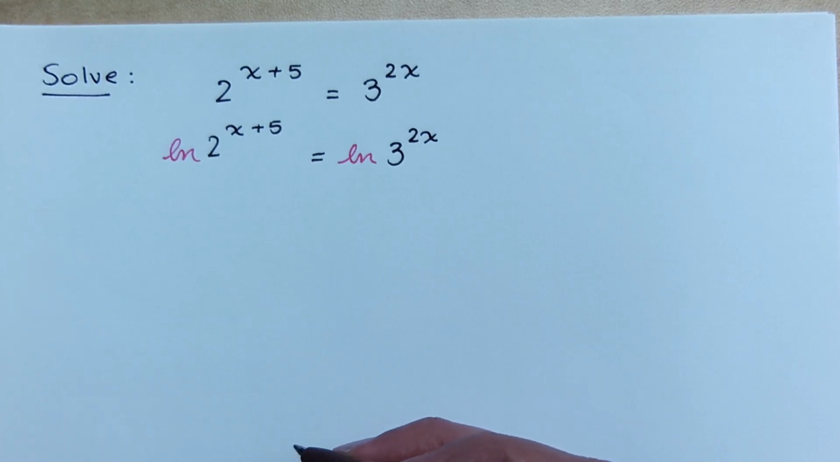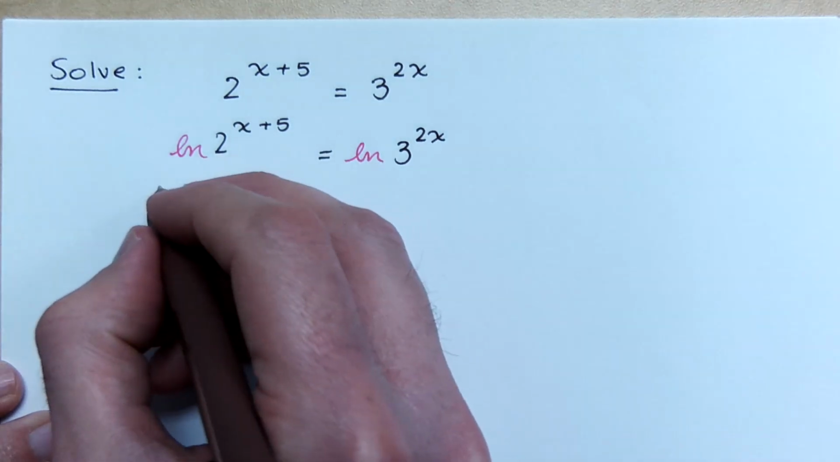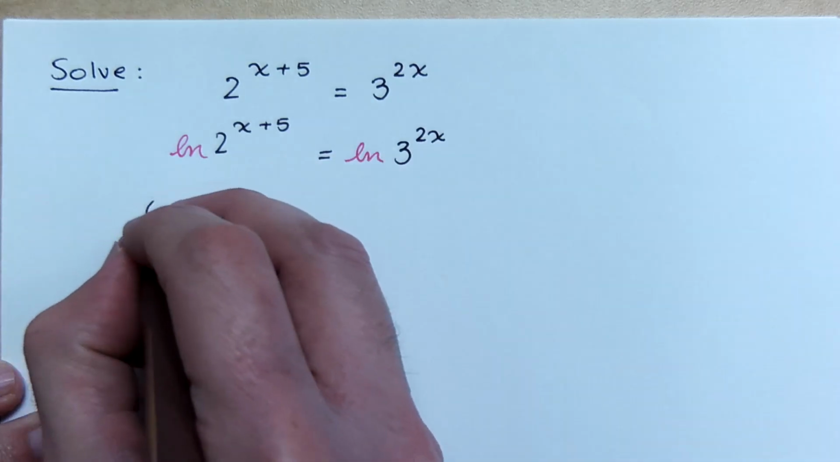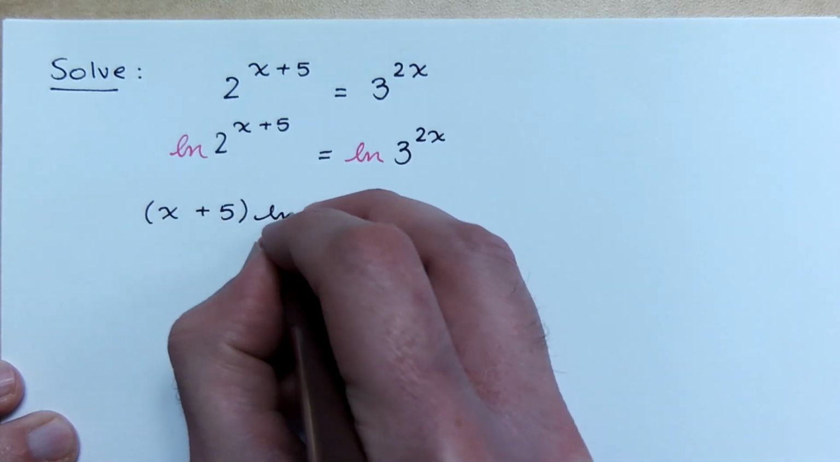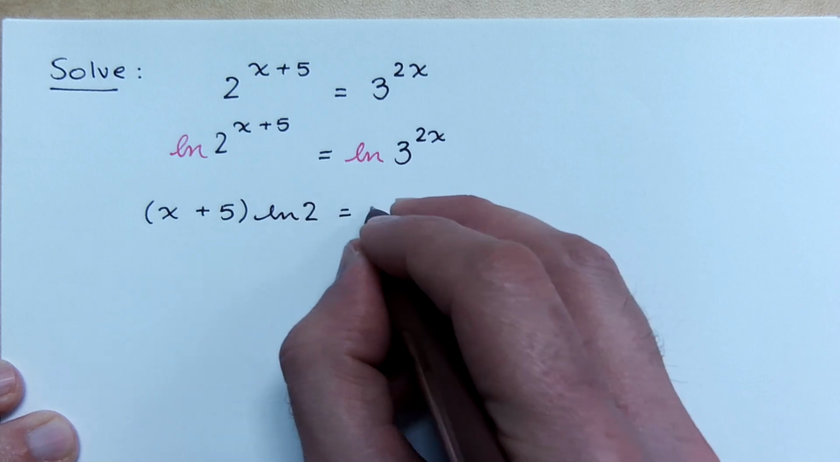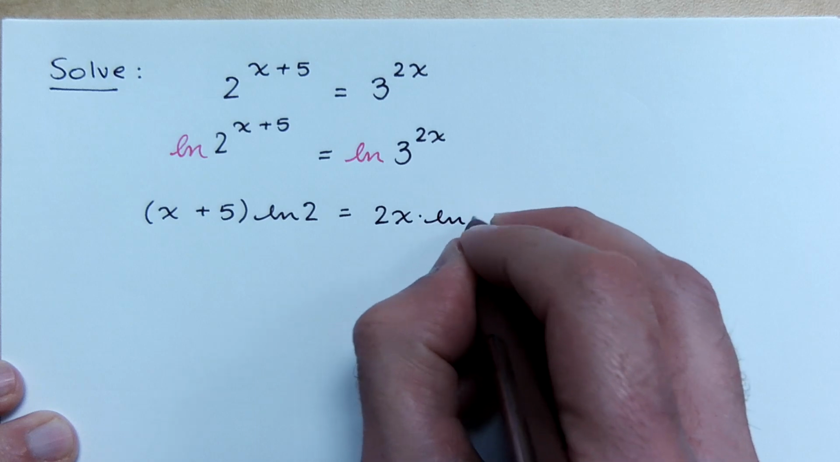So now what? I took log of both sides. For what purpose? So you can bring the terms that are now your power to the front. Right, so this is going to be x plus 5 times natural log of 2 equals, on the other side, I have 2x times the natural log of 3.